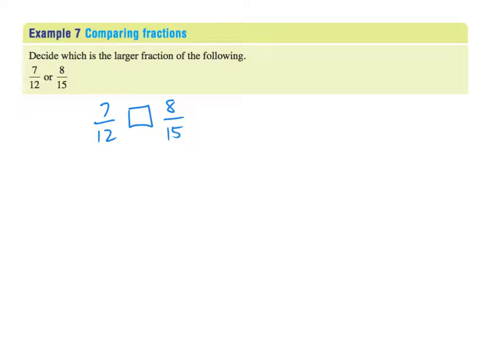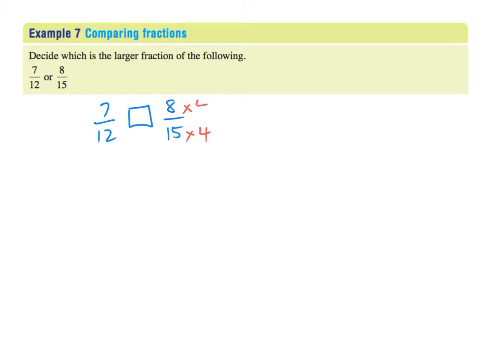If we do that, 12 and 15, well, let's take the larger number and go up by multiples of 15 to see if we get to a multiple of 12. 15, no. 30, no. 45, no. 60. 60 sounds like it's a multiple of 12, so we're going to go with 60. So how do we get from 15 to 60? We're multiplying that by 4.